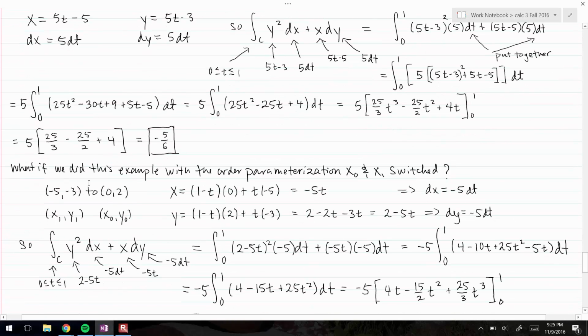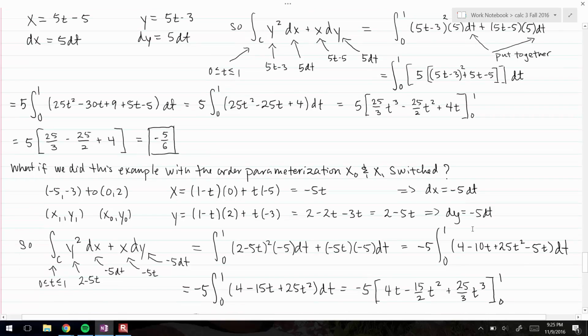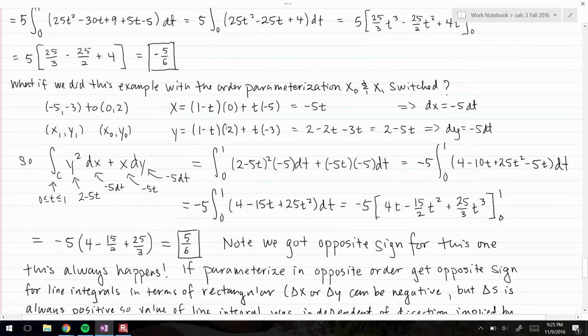Just a little add-on here. What if we did this example with the order of our parametric equations switched? I did that work pretty quickly here, just to show you that the order does matter. We get different parametric equations. It's like our t equals 0 starting at a different place, going to t equals 1 with the opposite point and ending there.